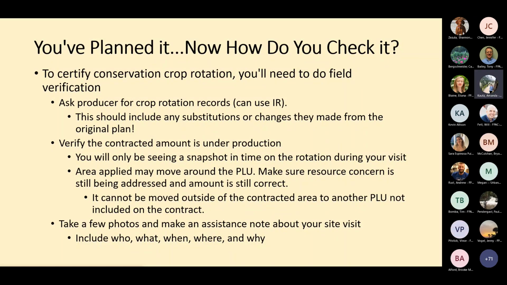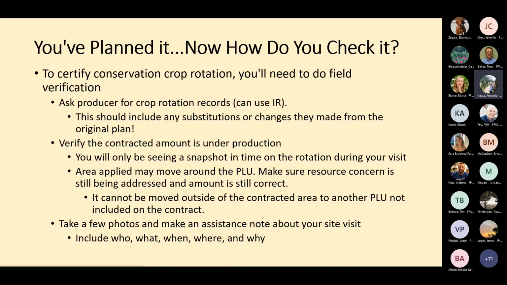Okay, last little bit. So you planned it. Now, how do you check it? So to certify this, in the practice user guide, it says you need to do field verification. So you're going to ask the producer for the crop rotation records, and you can use the IR if there haven't been any changes. But if there's been changes, you want to make sure that they have been documented and they do fit the crop rotation standard.